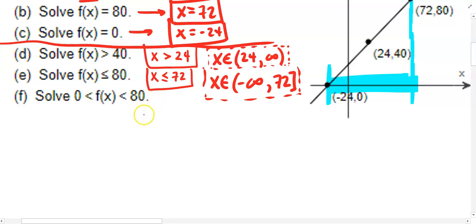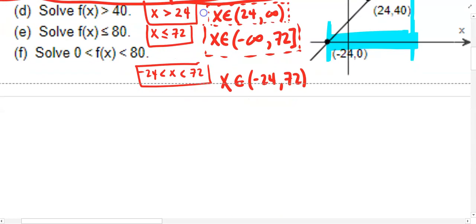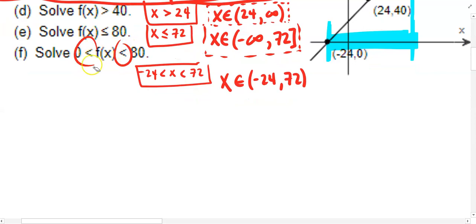So in inequality notation, I might say something like this. Not 0, but negative 24 is less than x, which must be less than 72. That's a good result in inequality notation, but in interval notation, we would say that x must exist between negative 24 and 72. And we're not including the endpoints here because of the strict inequality that was provided to us. There was no equal sign with those inequalities, so the endpoints of our boundary should not be included either.